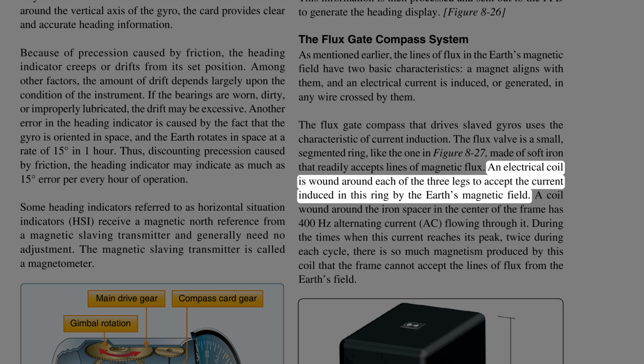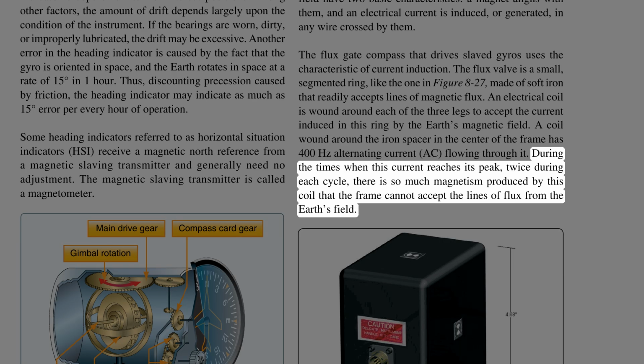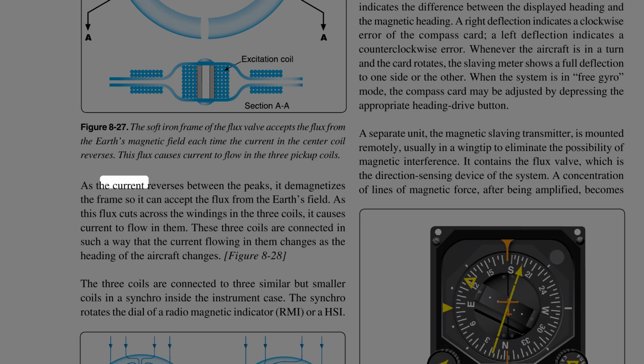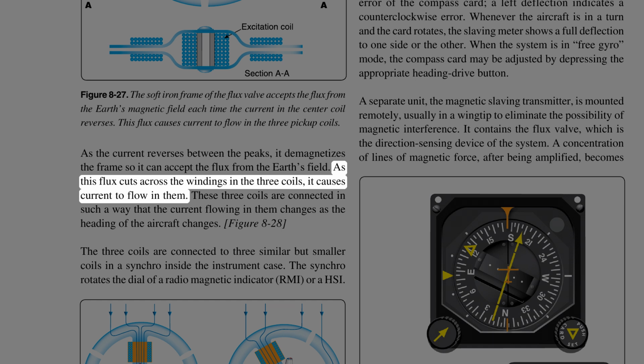An electrical coil is wound around each of the three legs to accept the current induced in this ring by the Earth's magnetic field. A coil wound around the iron spacer in the center of the frame has 400 Hz alternating current, AC, flowing through it. During the times when this current reaches its peak, twice during each cycle, there is so much magnetism produced by this coil that the frame cannot accept the lines of flux from the Earth's field. As the current reverses between the peaks, it demagnetizes the frame so it can accept the flux from the Earth's field.